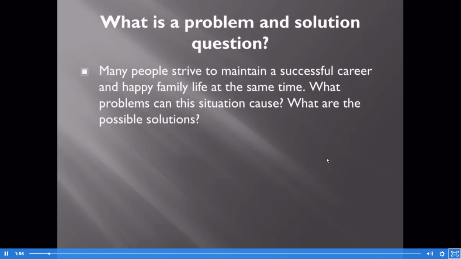So let's look at some examples. Many people strive to maintain a successful career and happy family life at the same time. What problems can this situation cause, and what are the possible solutions? So this question is asking us, what problems can this situation cause? So it is asking us to talk about the problems, and it is asking us to talk about more than one problem. It is also asking us to think about solutions. How can we make the situation better? And it is asking us in this question to discuss multiple solutions, more than one.